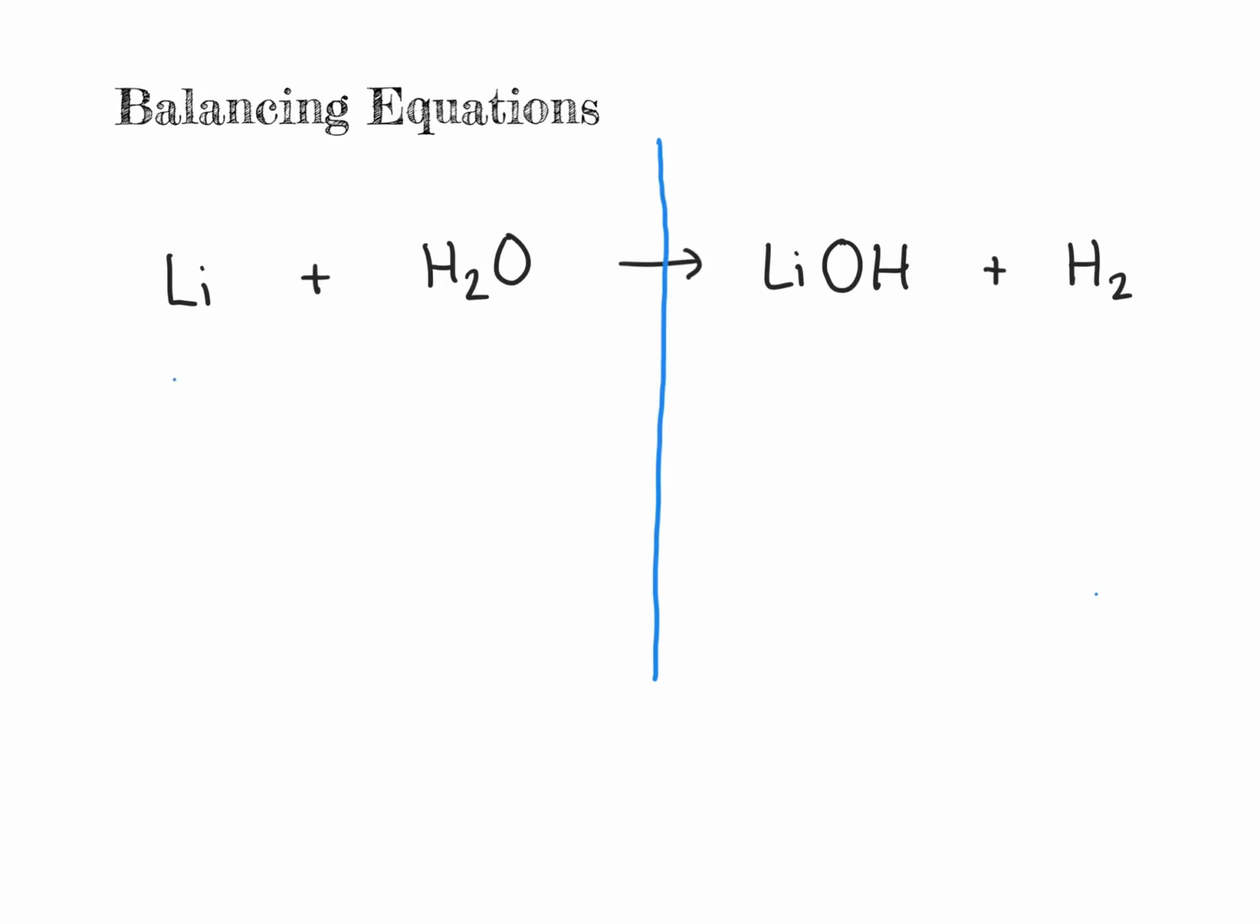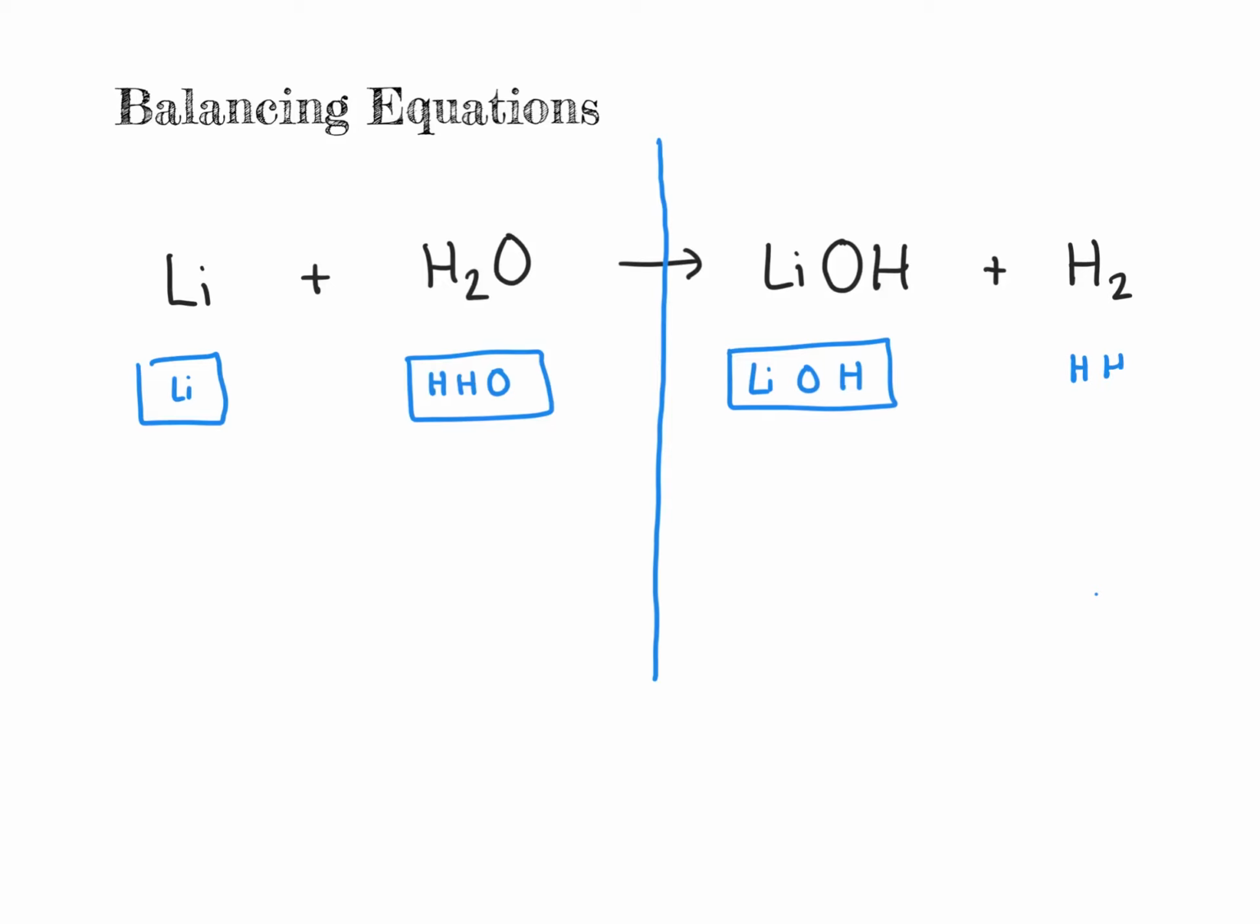So this atom here is a lithium atom, and it's just one, and I'll put a box around that. The next reactant is water, and it's made up of 2 hydrogens and 1 oxygen, and I'll put a box around that. Then we've got lithium hydroxide, which is made of a lithium, an oxygen, and a hydrogen, and I'll put a box around that. And then I've got the 2 hydrogens for H2, and I'll put a box around that.